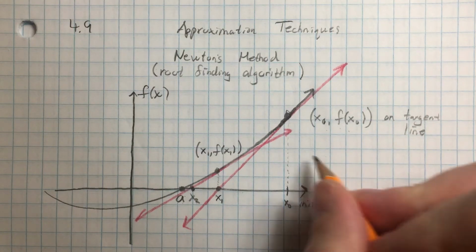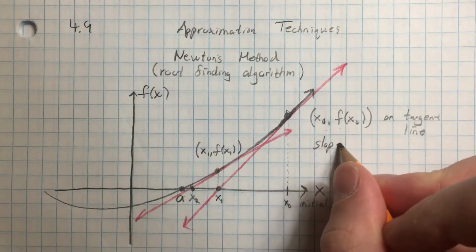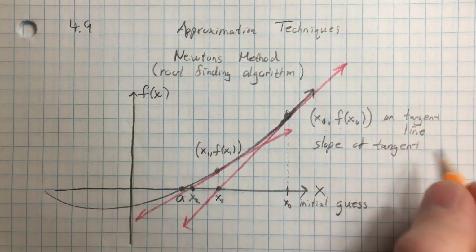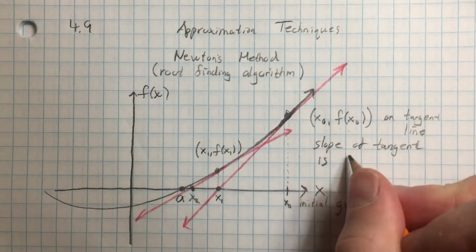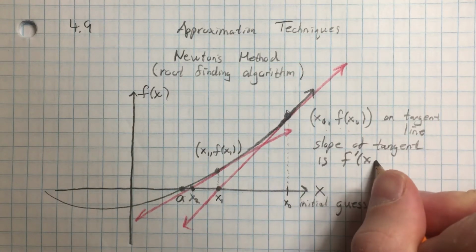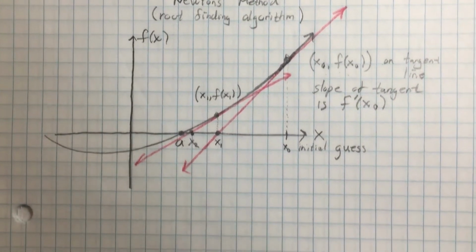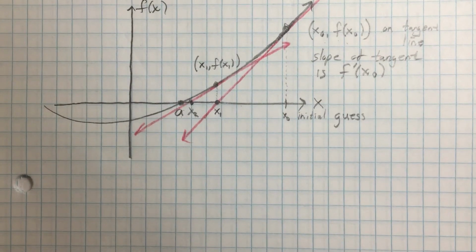And we also know the slope of the tangent line is f prime of x naught. Okay? So with those two, we can construct the tangent line in the abstract. We don't have to pick particular values. I'm trying to do this generally speaking.